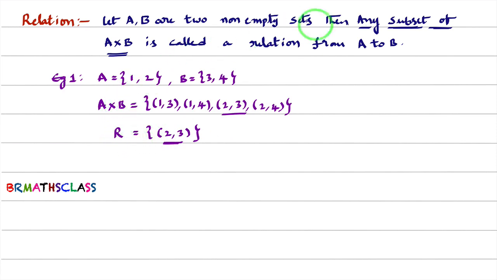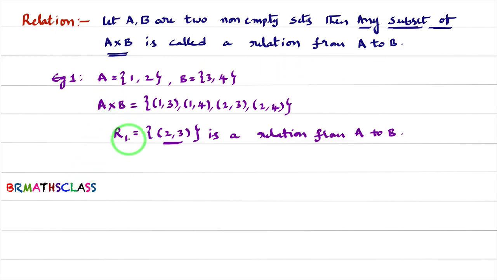What is the definition of relation? Any subset of A cross B is called a relation from A to B. Here R is a subset of A cross B, so R is called a relation from A to B. Why are we saying that R is a relation from A to B? Because R is a subset of A cross B. I hope you understand.